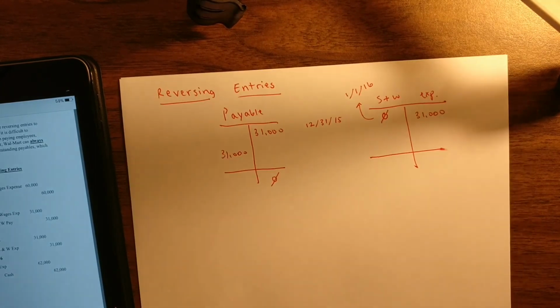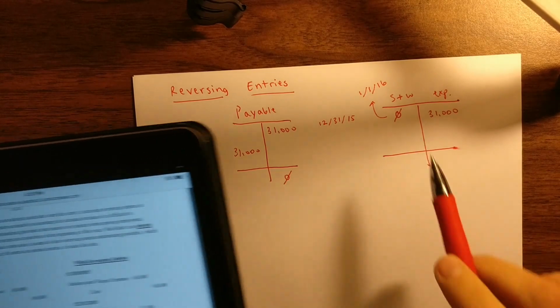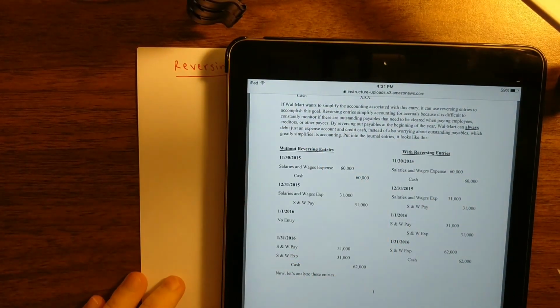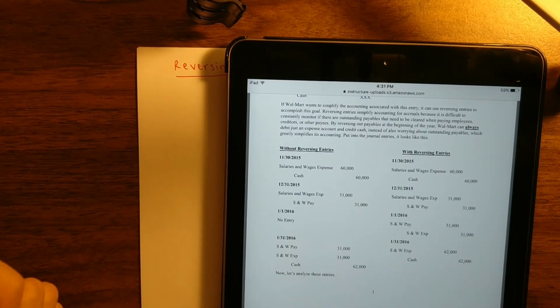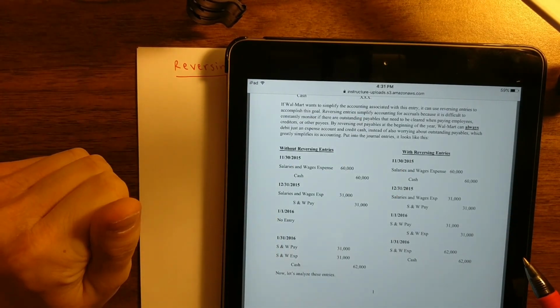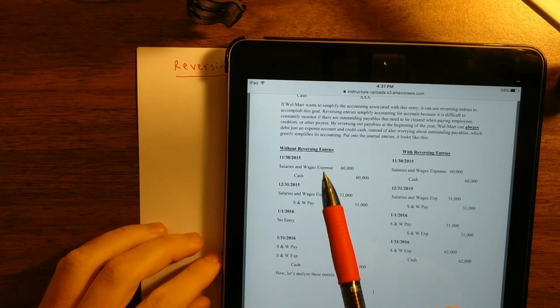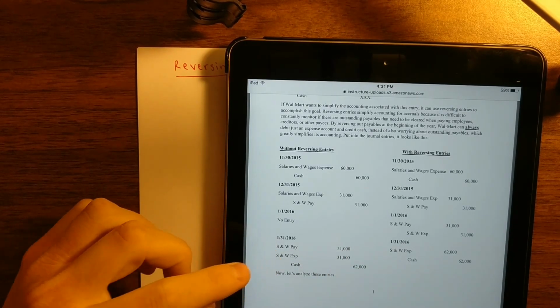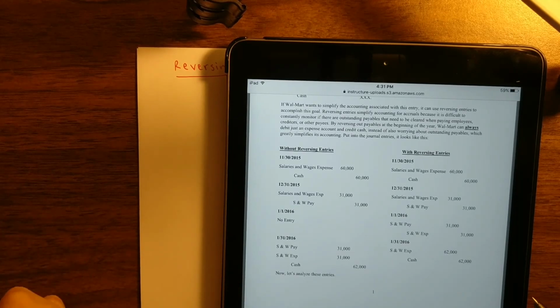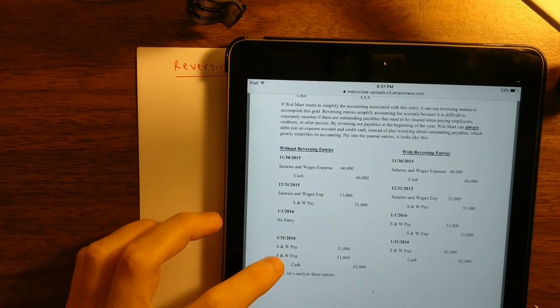Then we move, so that's what we had there on 1/1/16, okay? For the reversing entries. Then when we go to 1/31 of 2016, which is when this company, in this case I said it was Walmart or whatever company it is, without reversing entries, you do it like we normally would, right? In maybe 2021 in Intro to Financial, this is probably the entry that we were making.